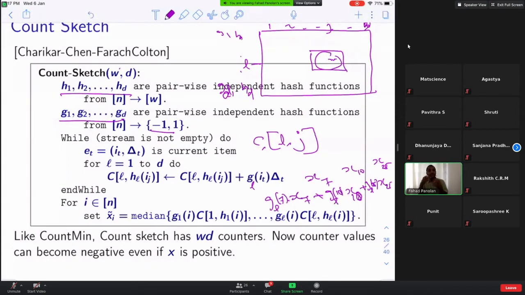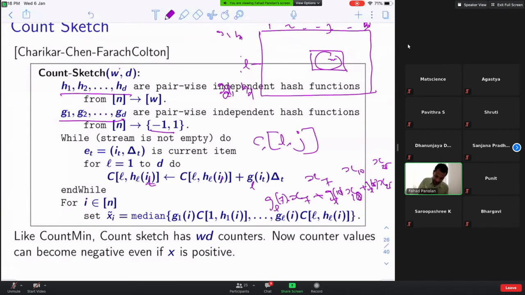So all the time you may not add it. Sometimes you subtract, so it may not be plus delta t. It will be plus GL of it times delta t. So how does this update work? Look at the current stream element, call it et.